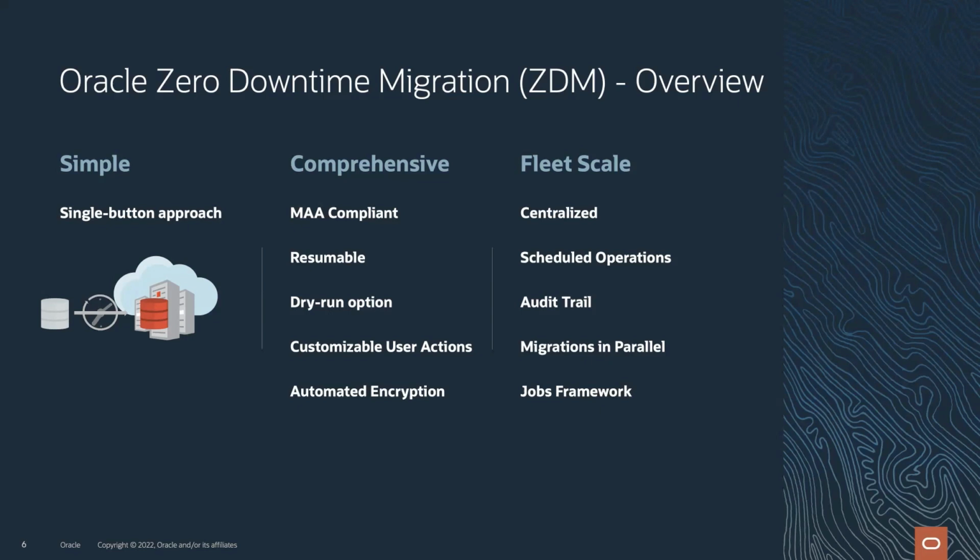Now, the product is fully comprehensive, again being compliant with maximum availability best practices. We allow for pausing the migration at any given time, or you can actually tell the product, please stop when you reach this phase, and we will do so. Then you can resume as well. If there are any issues, the product will stop, and then you fix them, course correct, and then resume the migration and continue.